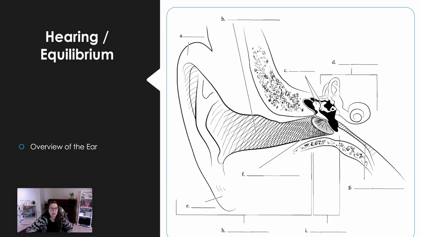All right, let's talk about hearing and equilibrium. First off, we've got 3 regions of the ear: external, middle, and inner. Sorry, I know I'm jumping around, but I just think it makes more sense.